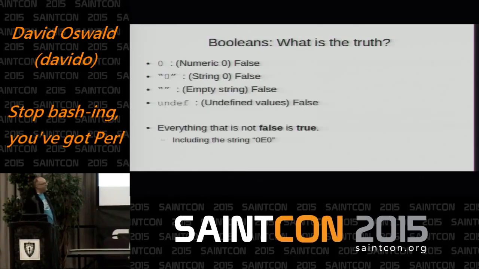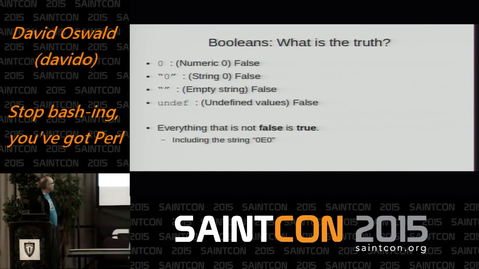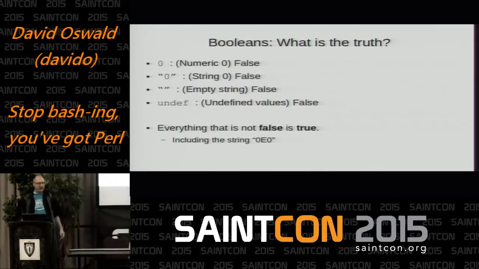Which brings up a strange topic, and that is Booleans. The number 0 is false in Perl. The string "0" is false. The empty string is false. A special value that we call undef, which means no value at all, is false. Everything else that is not false is true. So for example, the string "0e0" is actually true. It equates to Boolean truth in Perl.